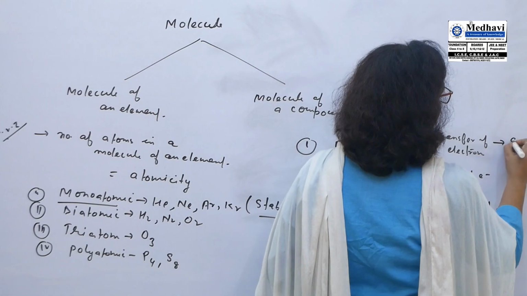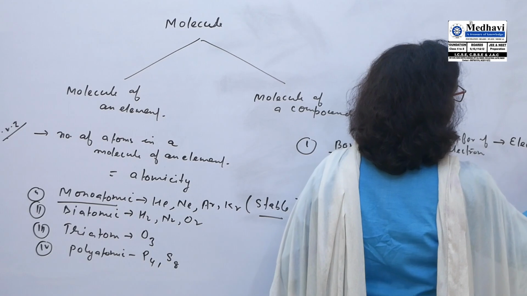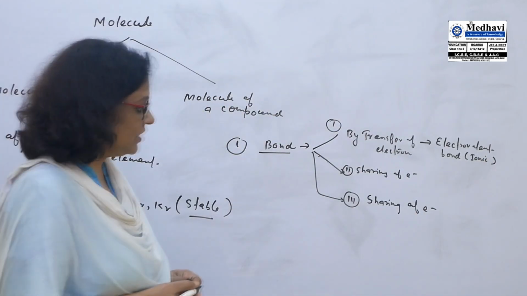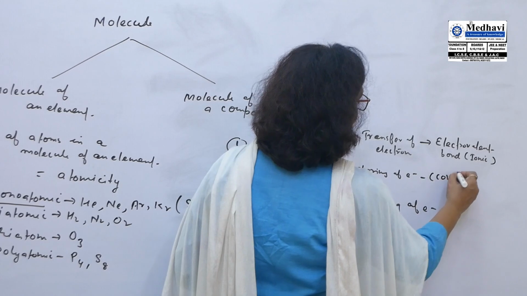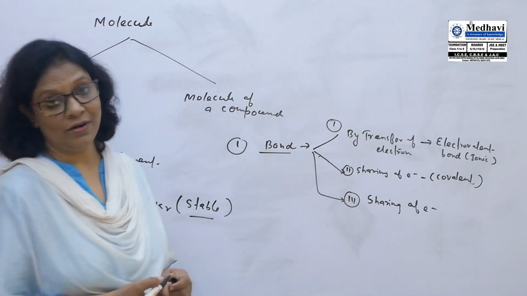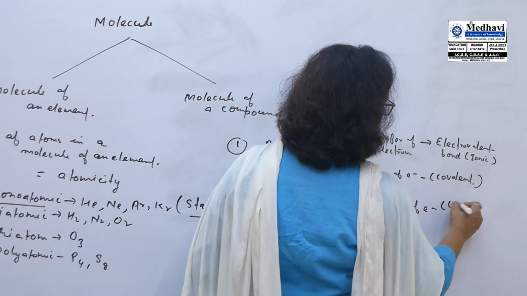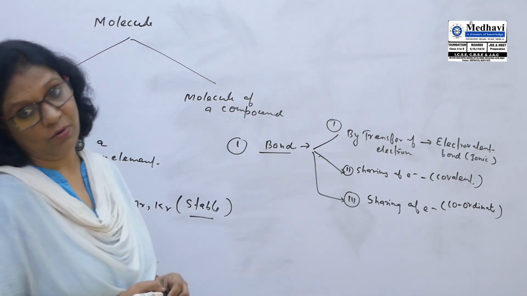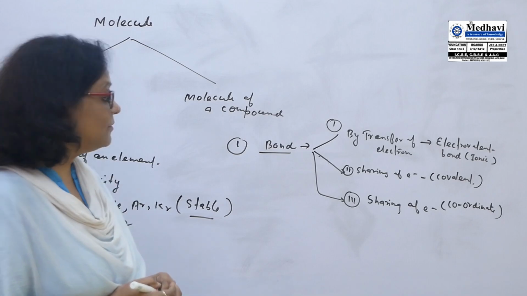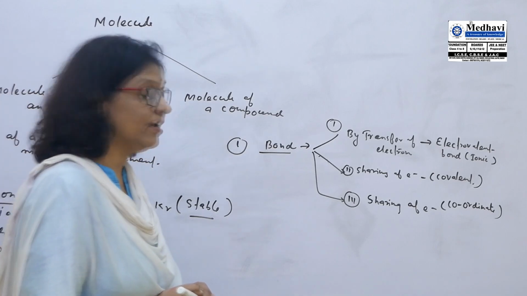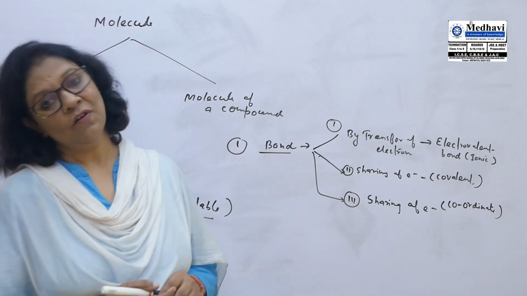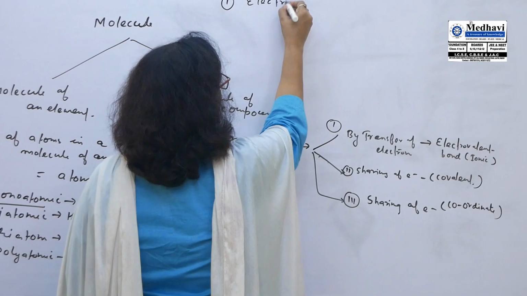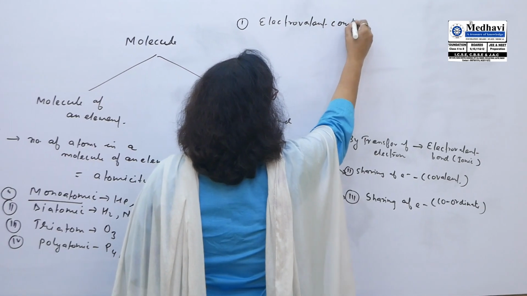So, the first category is known as electrovalent bond, or it is also called ionic bond. Whereas, the second category, where sharing of electron takes place between bonded atoms, is known as covalent bond. And the third category, where sharing of electron takes place, but the shared electrons belong to one atom, is a coordinate bond. So one by one I will explain the types of bonding in case of electrovalent compound or ionic compound, in case of covalent compound, and in case of coordinate compound. So the first category is the electrovalent compound, or you can say ionic compound.